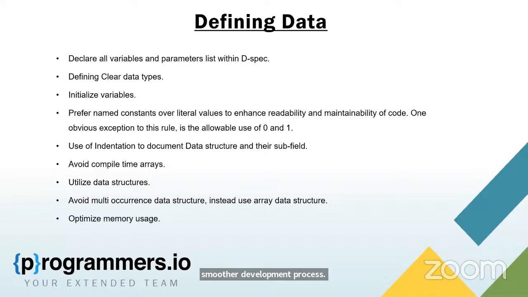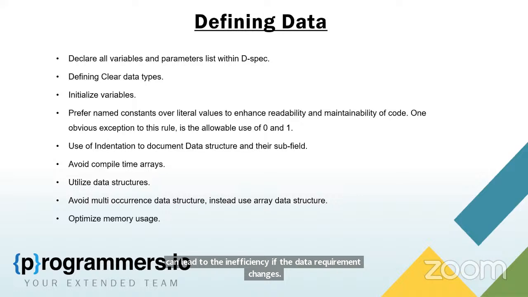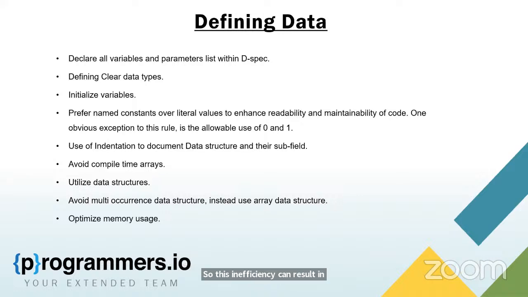Next is that we should avoid compile time arrays. It's important because they can limit flexibility and make our code less maintainable. When arrays are defined at compile time, their size and structure are fixed, which can lead to inefficiency if the data requirements change. This inefficiency can result in wasted memory or the need for extensive code modification. So instead of using compile time arrays, we can go with runtime arrays, which allow for dynamic sizing and easier management of data, making the program more adaptable to changing requirements. Ultimately, it will reduce the errors associated with static data structures or compile time arrays.